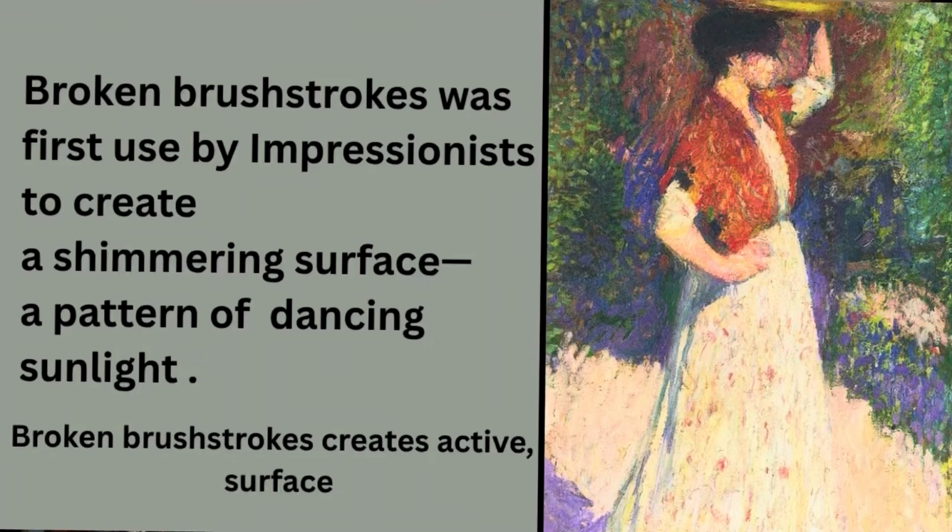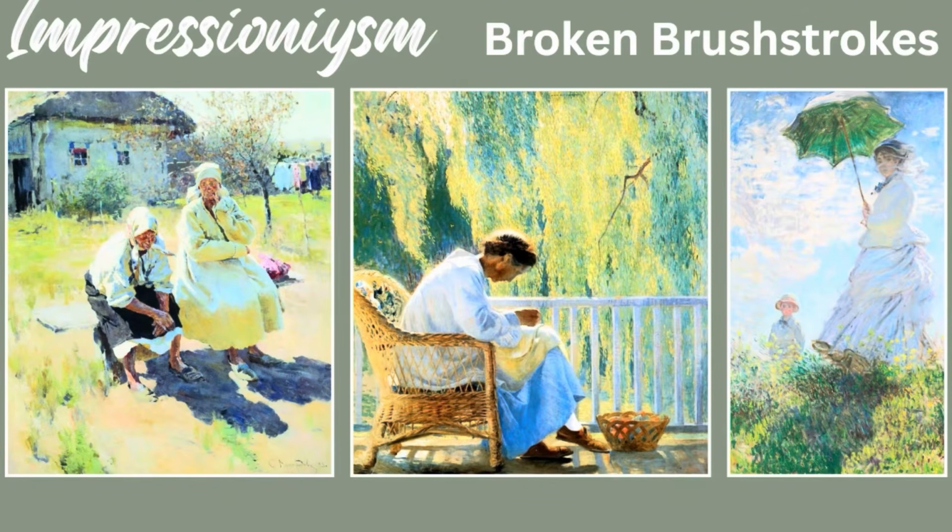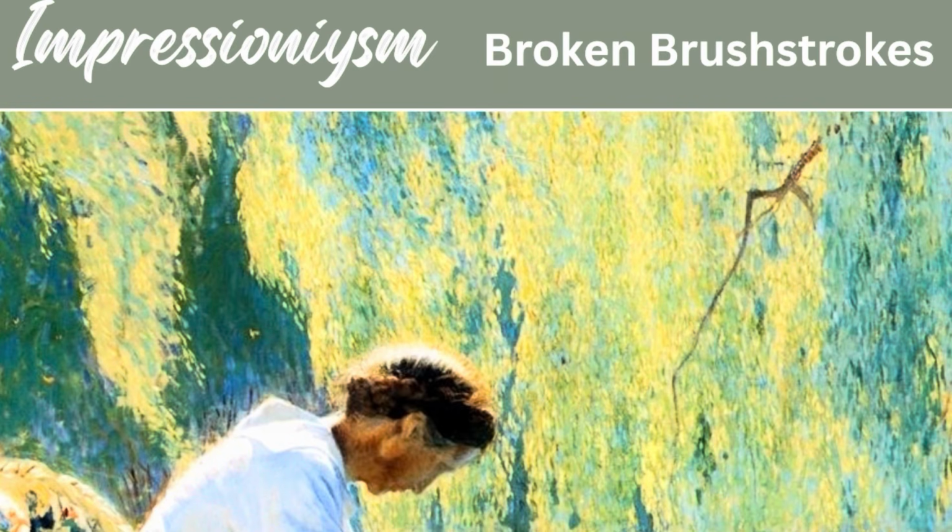The third type of brushstroke is the broken brushstroke. These strokes were developed by the Impressionists. They are not directional and not intended to describe a form, but rather to create a trembling, vibrating surface, a shimmer of light and color. They bring the sensation of a flickering atmosphere and the impression of the movement of sunlight.